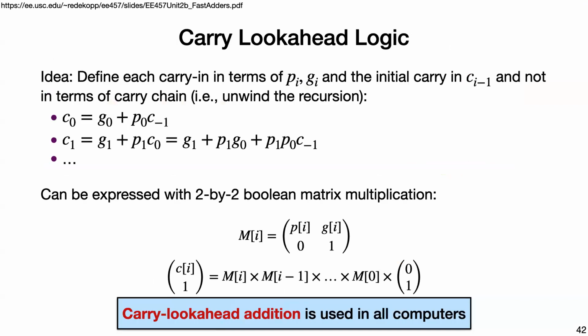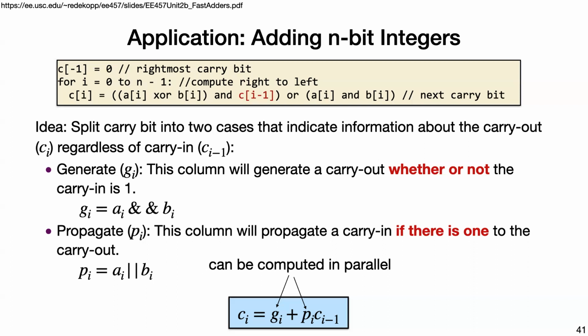The high level idea is basically to unwind the recursion. We can define each carry-in in terms of P and G, which are the propagate and generate bits, and the initial carry-in. So go back a little bit. Each carry is G sub I OR P sub I times C sub I minus 1, and this is the recurrence. So you can express this all the way down.